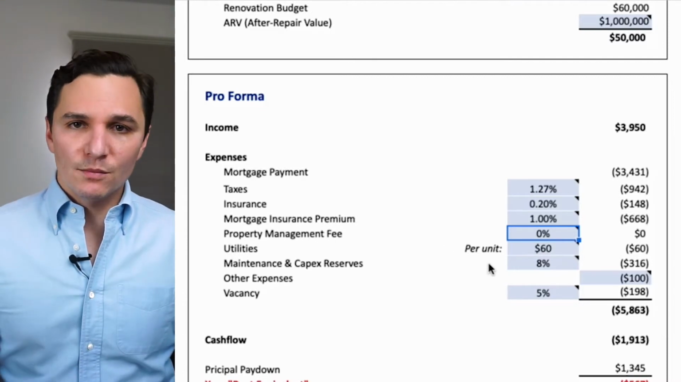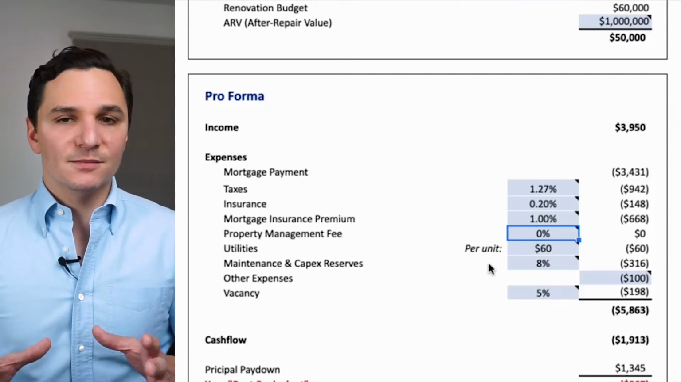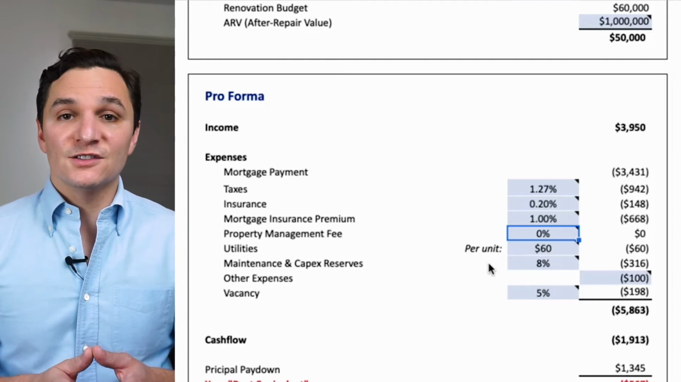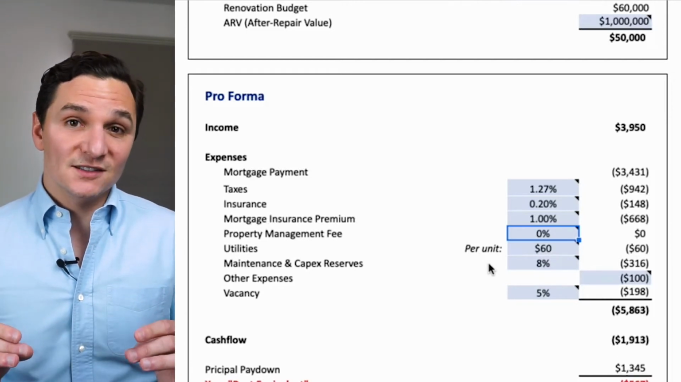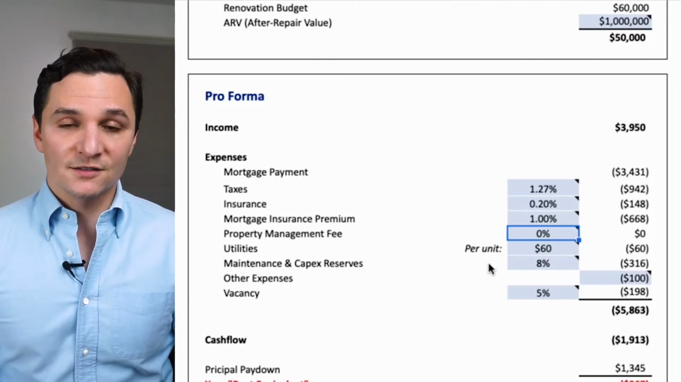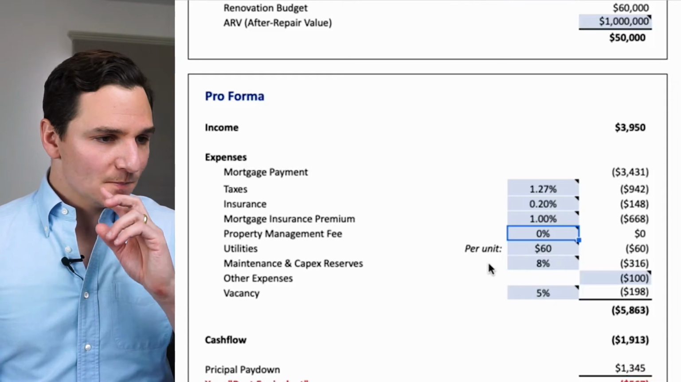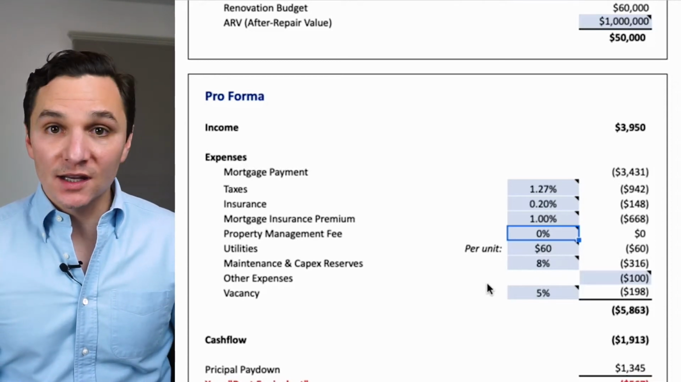Now, for some viewers in the Midwest and the Southeast, 8% for maintenance and CapEx may seem low, but in Los Angeles, because rents are so high, these percentages tend to be lower. Also, we just spent $60,000 renovating the building, so we don't expect any huge maintenance costs for a couple years down the road. Other expenses can include landscaping, accounting.